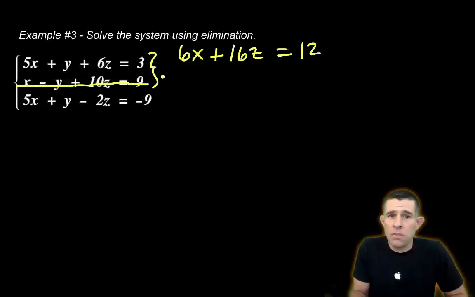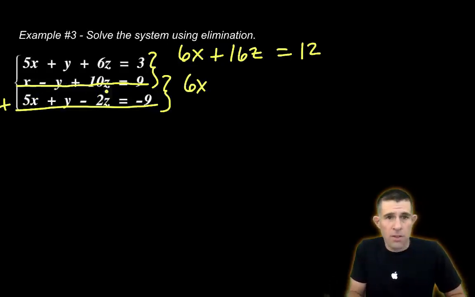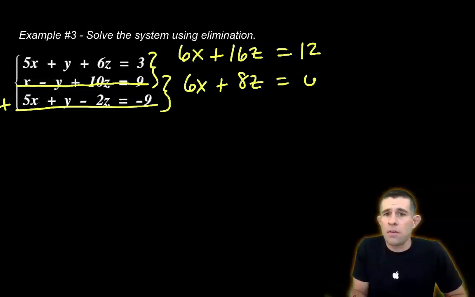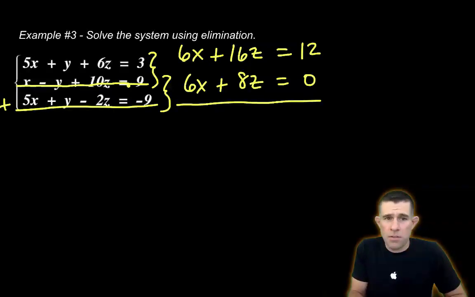Now I'm going to do the same thing with the second 2 equations here. So I am now going to put my line under here and combine these two. x plus 5x is 6x. A negative y plus a positive y, the y's cancel out again. A positive 10z plus a negative 2z gives me 8z. And then 9 plus a negative 9 gives me 0. So you can see now I've successfully whittled down my 3 equations to 2 equations with 2 unknowns.